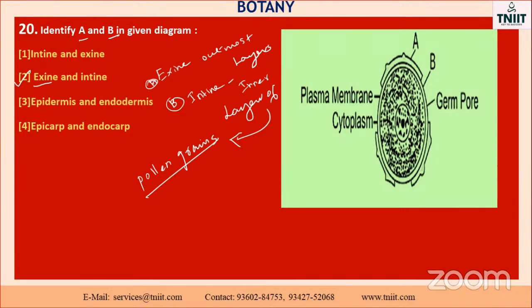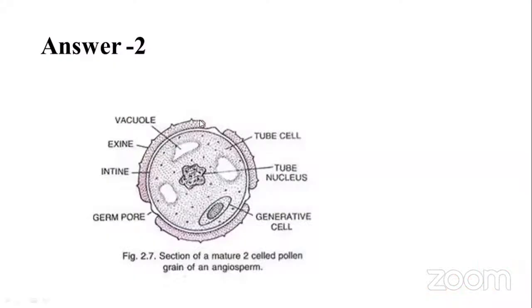There are so many pollen grains also there. This is the important one. We'll pass on to the next one. This is the structure we already discussed. The vacuole is on the inner side. There is a tube nucleus present in it, and generative cells are also present in it. When you are studying double fertilization, first of all, see this one.